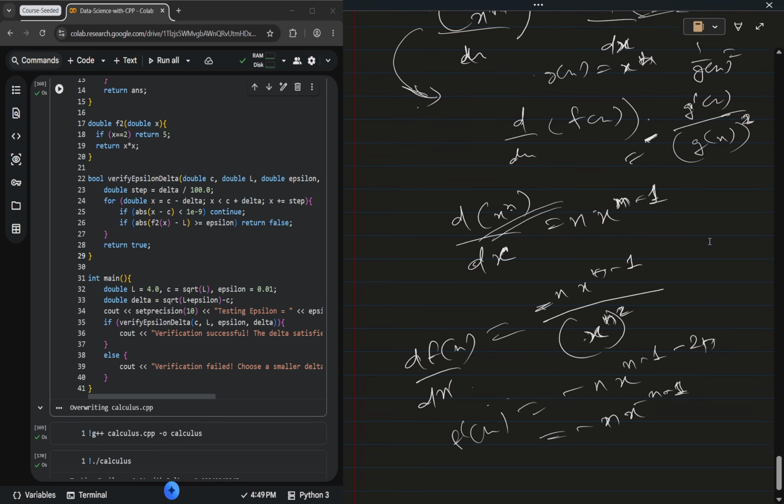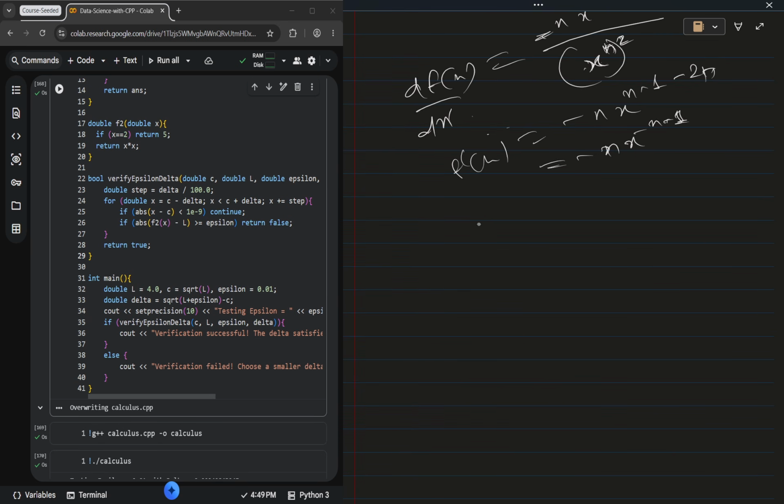So if you see it clearly, if we take this minus n as m, this is basically m x to the power m minus 1, which is again f dash x equals this, which is actually very similar to n x to the power n minus 1. So you can say that it works for negative numbers as well.